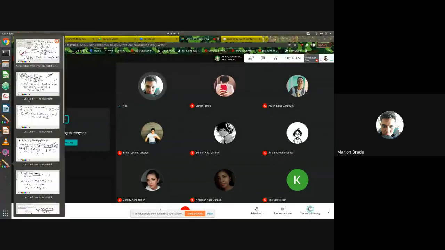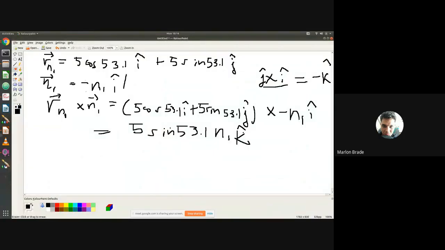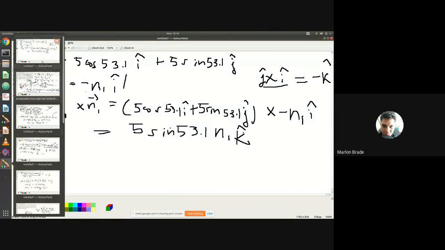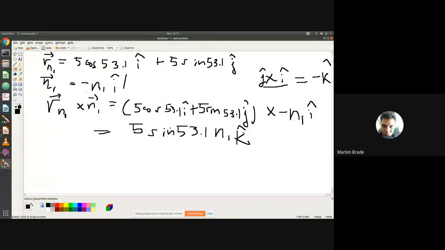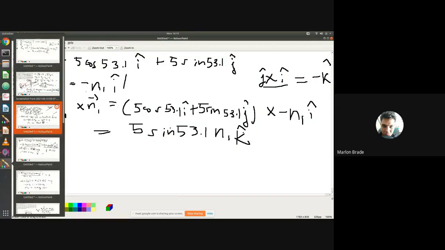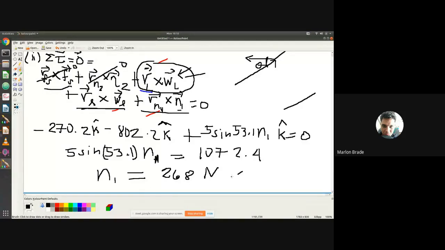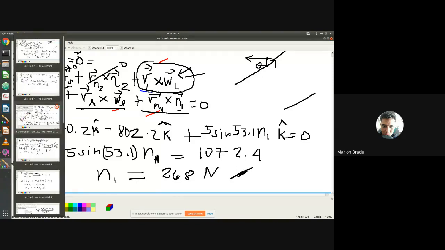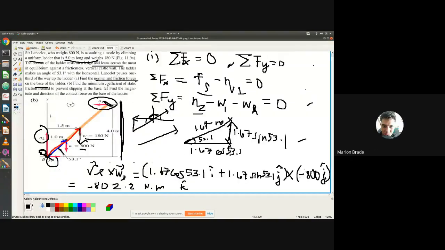Okay, so padayon ta. Okay, so nakuha na nato ang atong N1 is 268 Newton, right? Muna itong N1, okay? So karon ang pangutana di ba, pila daw kuno ang the normal and the friction force on the base. So dire, pila ang Fs ug pila ang N2.